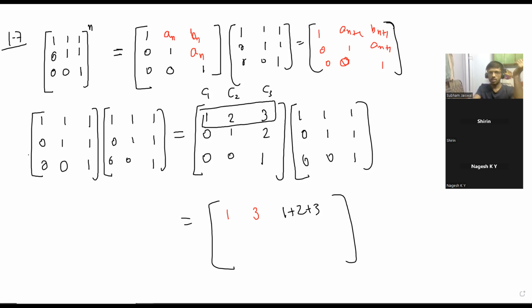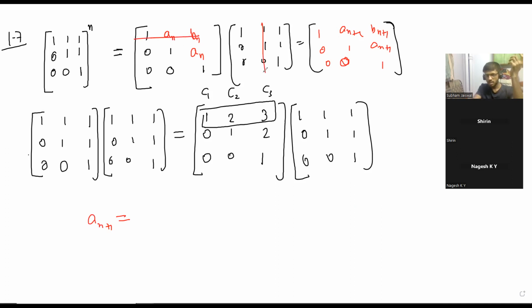This is the thing. And now anyone can tell me what should the recurrence be? What should the connection be between an and an minus 1? So obviously we have already done it. It's just matrix multiplication. An plus 1 is what? It is this times this, right? And what is that? Fortunately, that is not very difficult. It is just 1 plus an plus bn times 0. So we don't write it.